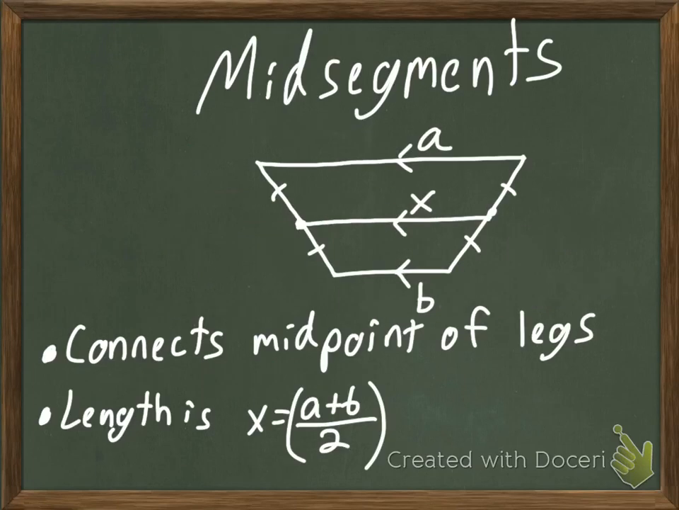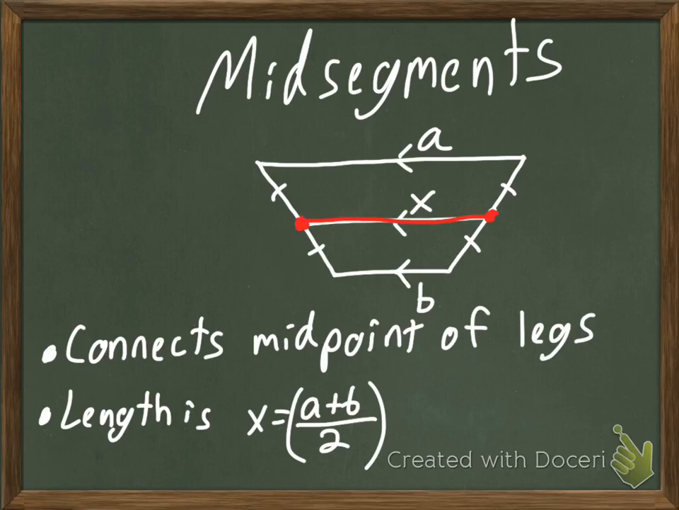Now let's talk about the midsegments of a trapezoid. A midsegment connects the midpoints of the legs. So this right here is our midsegment. It's connecting the midpoints of our two legs.